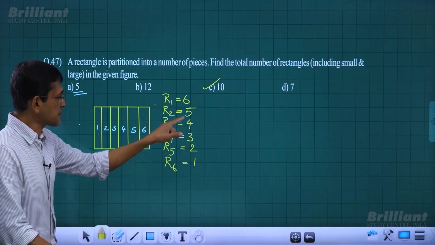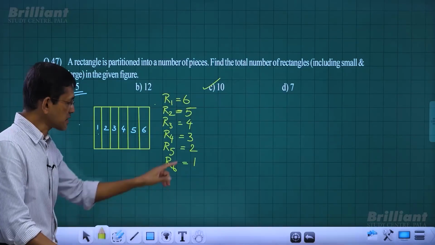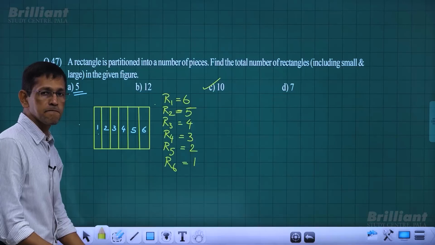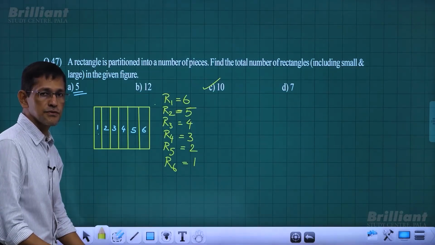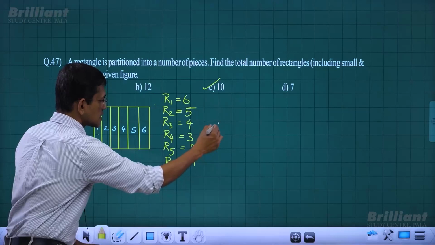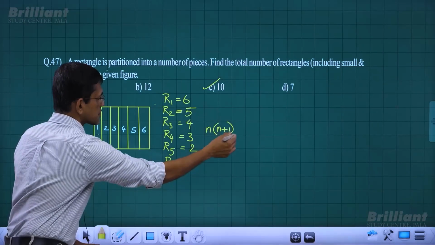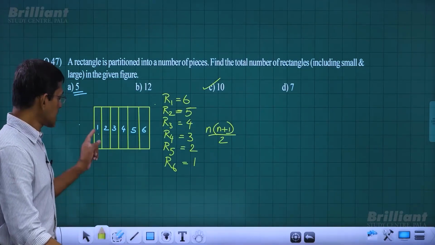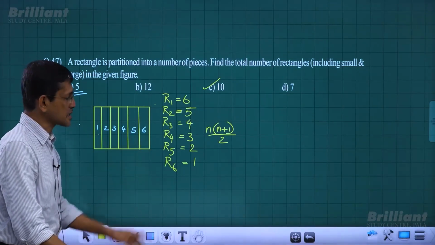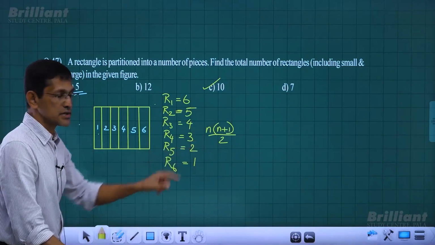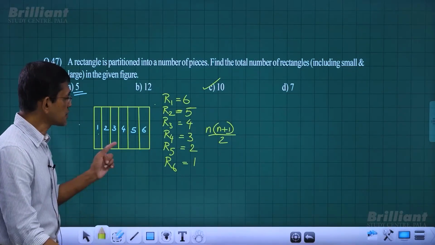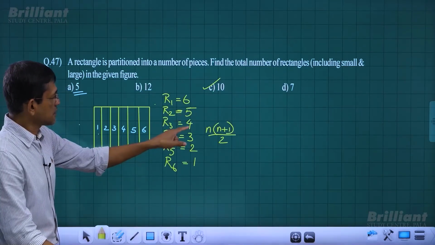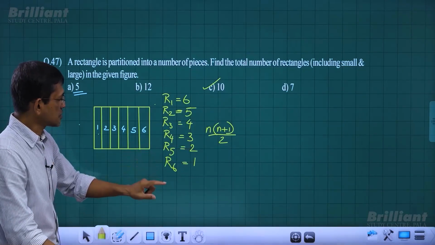This is the sum of the first n natural numbers, or the first 6 natural numbers. If it's the first 6 natural numbers, we know the formula: n into n plus 1 by 2. So apply that. You get the answer. So what is n here? n is the number of pieces here. How many pieces? 6. So 6 into 7 by 2, 21. So that is what you get from here: 6, 11, 15, 20, 21.